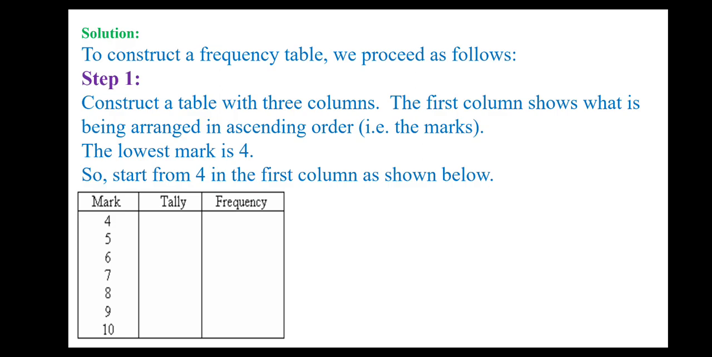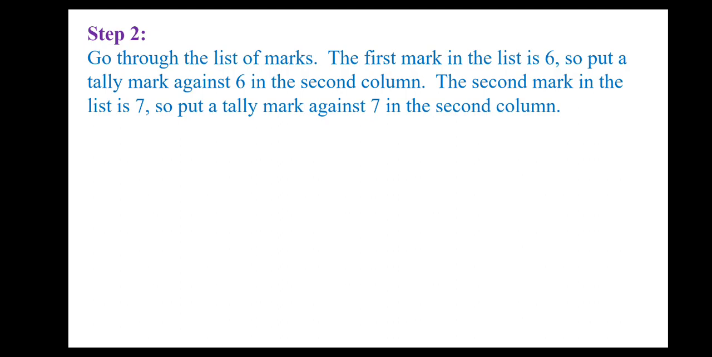Tally means, for each number in the first column, how many times is it repeated? One time, one vertical line. Second time, 2 vertical lines. Like that, against each number we need to put tally marks. Step 2. Go through the list of the given values.